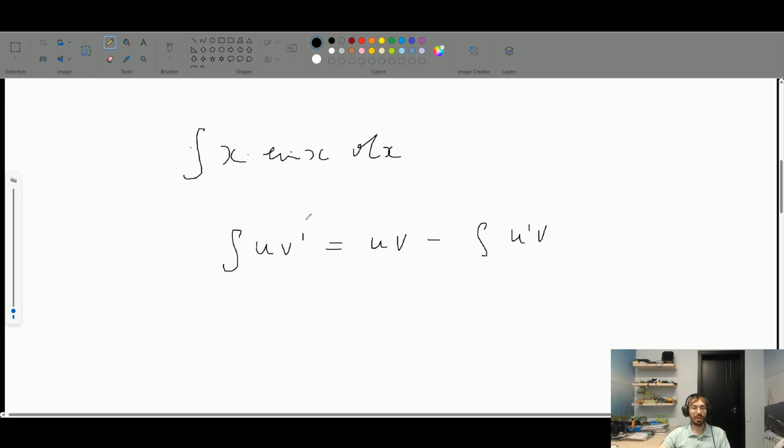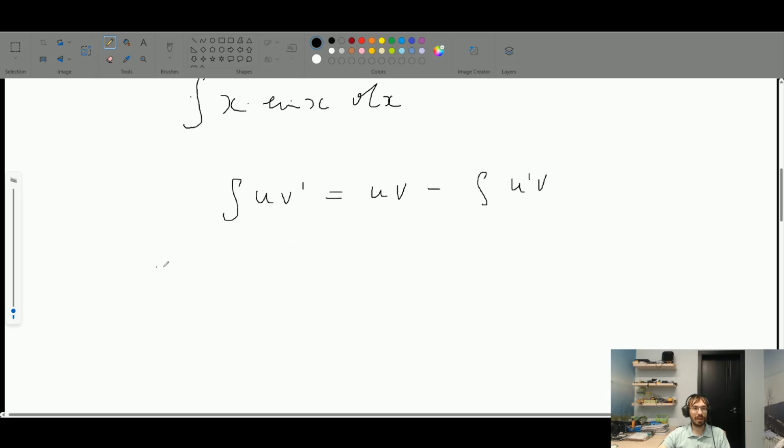But before we jump to integration by parts, we need to study some integrals of the most common trigonometric and other functions. From the last lecture we know that the integral of ax to the power n dx will be x to the power n plus 1, with a divided by n plus 1, and then plus c.